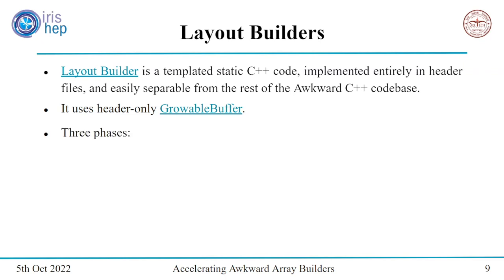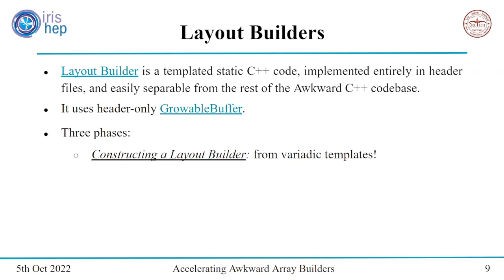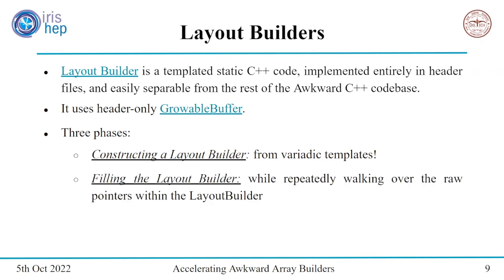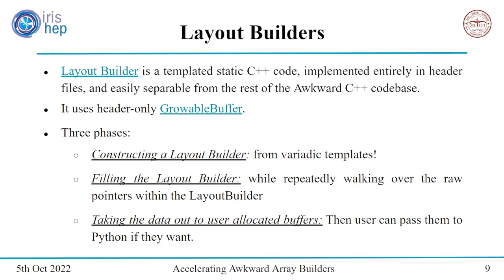There are three phases of using the layout builders. First is constructing the layout builders from the variadic template, and it is an implicit template instantiation. The second is filling the layout builders while repeatedly walking over the raw pointers, which is a pointer to the memory buffers managed by a smart pointer. And third is taking the data out of the user allocated buffers, and then the user can pass them to Python if they want. And it is also a one-time copy now.